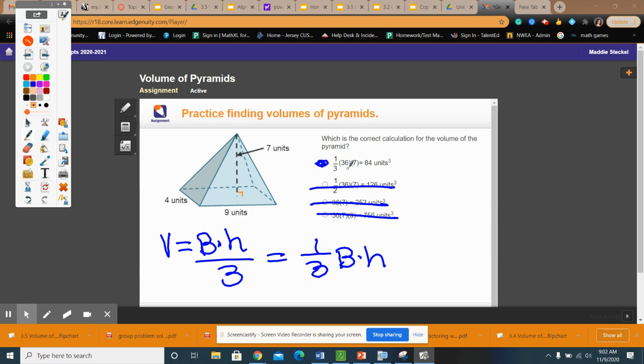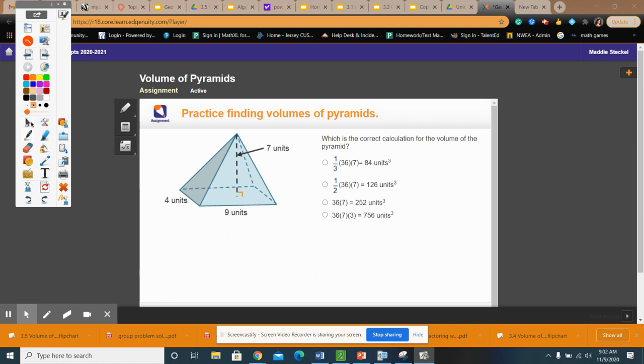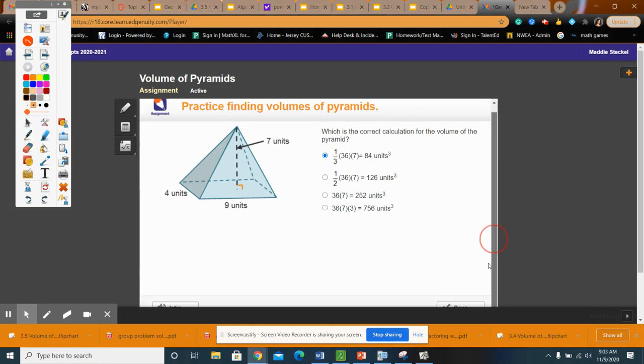And big B would be 9 times 4, which is 36. The height would be 7. So the first answer is the correct one. And you can feel good and happy about that. And I have a little ding for you. A little ding ding.